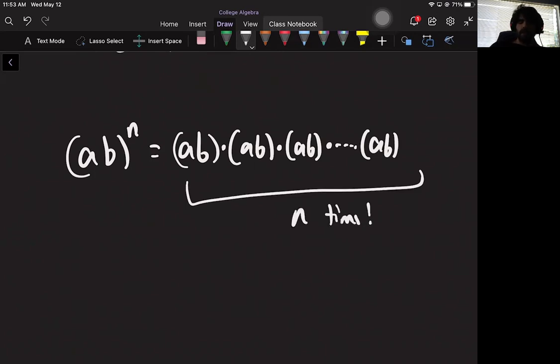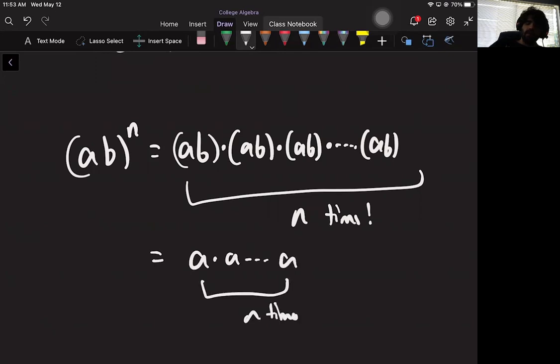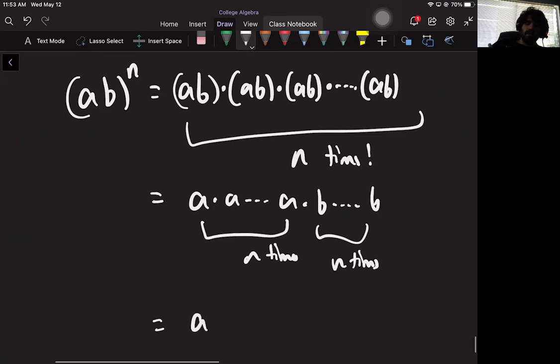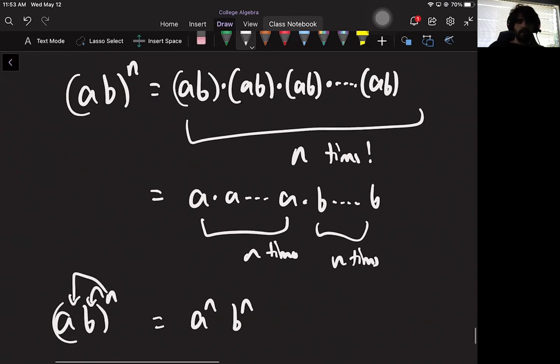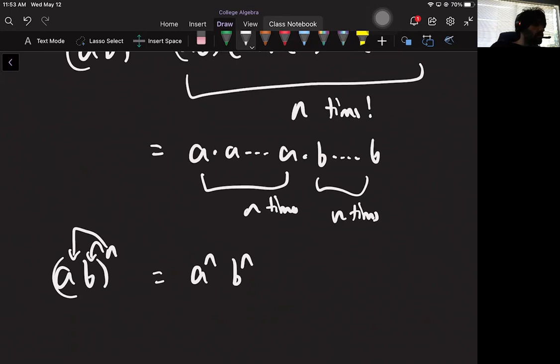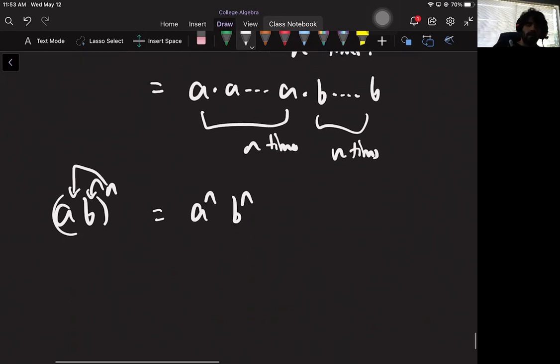But then, because multiplication is commutative, I can switch the order. Everything's multiplied together. I can stick all the a's together, so it's just a, n times. And then I could stick all the b's together. And that just means I get a to the n, b to the n. So the shortcut is that if you have multiplication, you can bring the power in to each term. So that's a nice little rule we have.